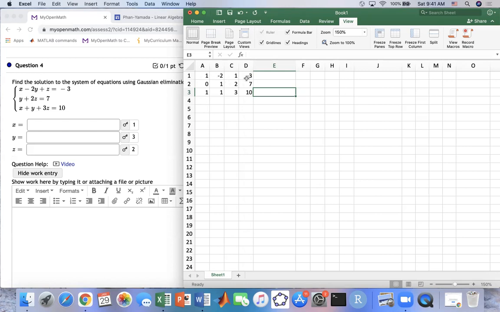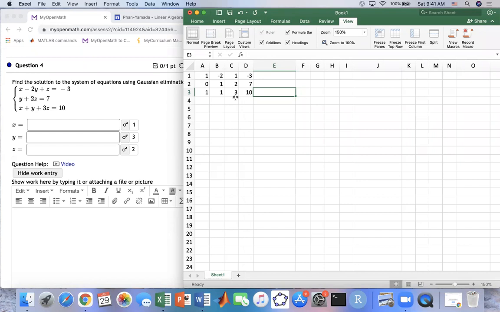So we can write the augmented matrix like this. The second one has no x, so therefore 0, 1, 2, 7. And then the last one will be 1, 1, 3, 10. So I copy it in here. Make sure that you copy correctly, so that it helps make things easier.